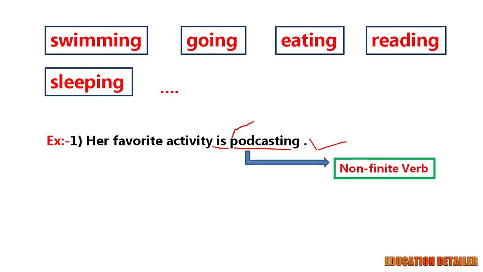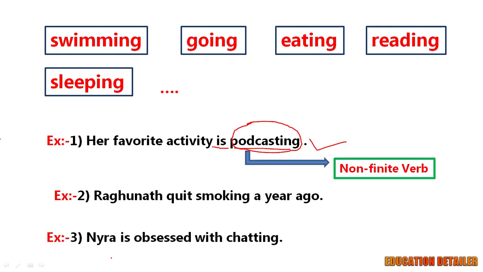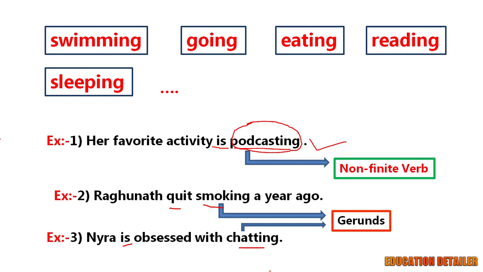It does not have a subject. Also, it does not show any tense. Move on to some more examples. Raghunath quit smoking a year ago. Naira is obsessed with chatting. Here quit and is are finite verbs. Smoking and chatting are called gerunds because they do not change to match with the subject and they do not indicate any tense.